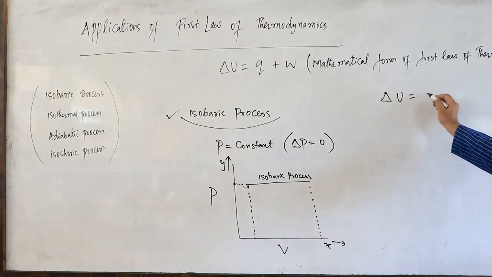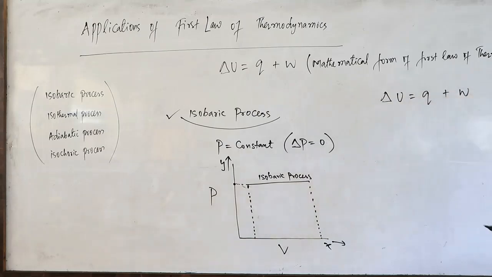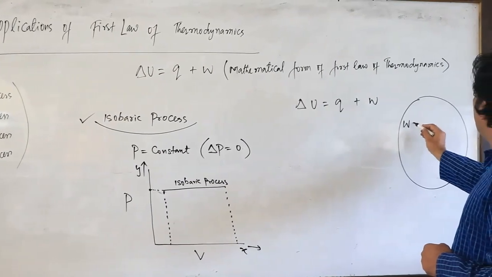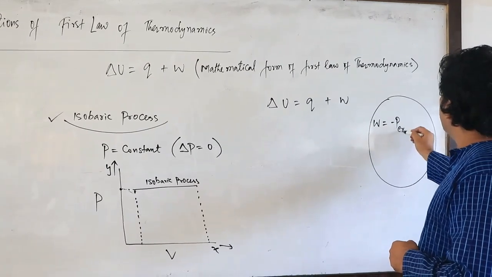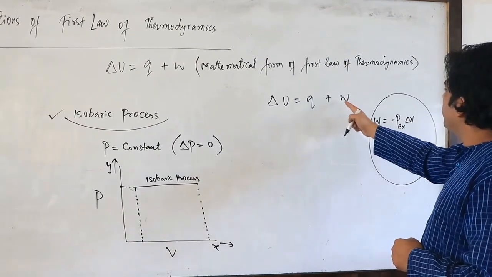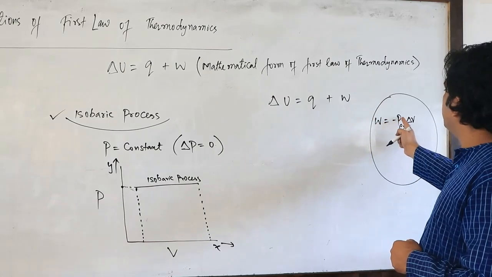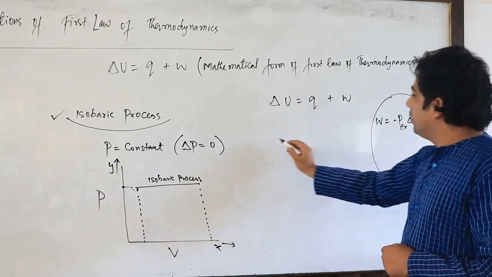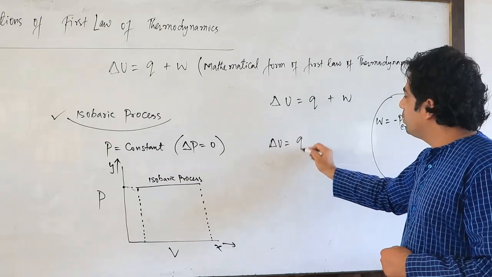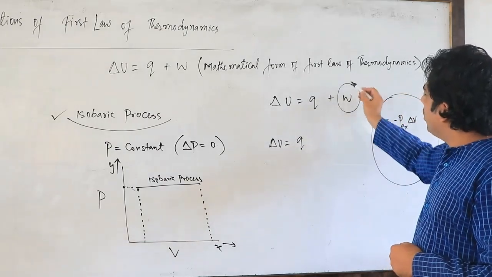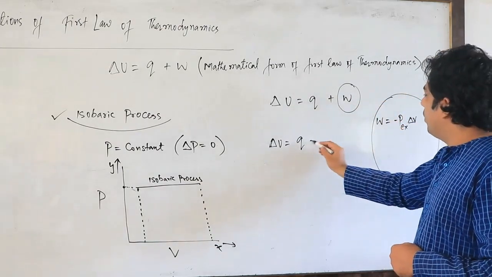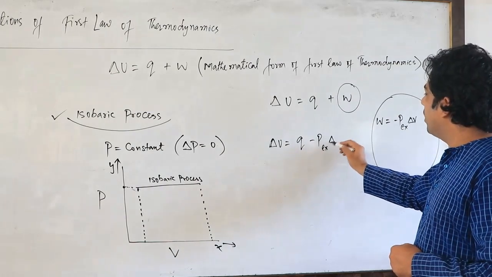Delta U is equal to Q plus W. We are aware about this, my dear friends. So I can write down here, in place of W, we can introduce, we know that we have already derived this expression that W is equal to minus P external delta V. So in place of W, I can introduce minus P external delta V here. So I will write down delta U is equal to Q, and in place of W, I can introduce minus P external delta V.